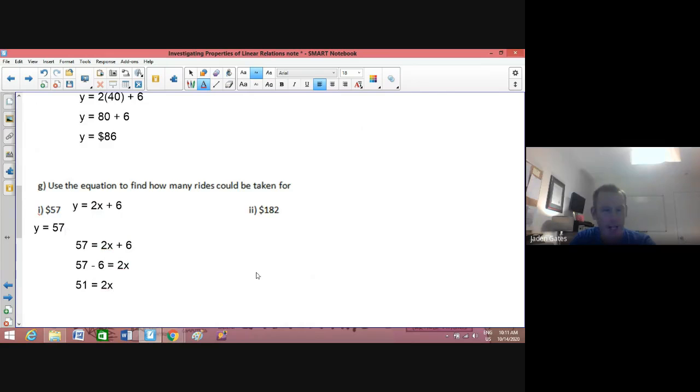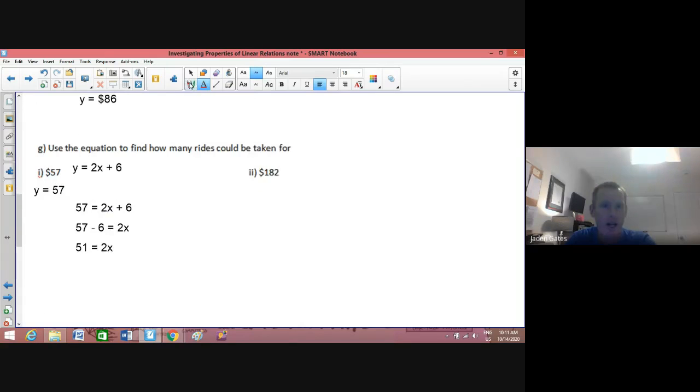All right. And then finally, to get my answer, I got to divide by the numerical coefficient, which in this case is 2, the number in front of the x. So I have to divide both sides by 2. And if I take 51 and divide it by 2, I believe I'm getting 25.5. And we are looking for rides. Because the x does not take half tickets or partial tickets, it looks like we're only going to get 25 rides in, and we're going to get stuck with some extra tickets. But that's how many rides we could get for $57.